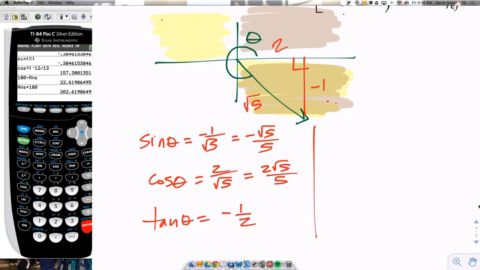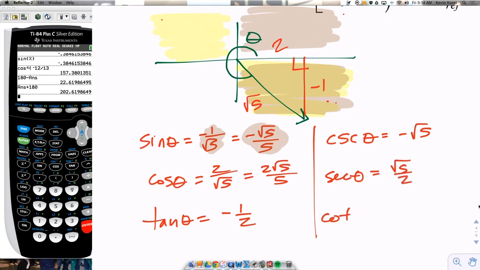And then working on the reciprocals, cosecant of theta. Here's where you don't want to just flip your rationalized answer, -√5 over 5, because then you'll have to re-rationalize. So if you know this answer is right, flip the unrationalized version, and you just get -√5. Or just pull it off of your triangle again: square root of 5 over -1. Secant of theta is going to be the square root of 5 over 2. And cotangent of theta, just for check purposes, is x over y, which is 2 over -1, which is -2. So there they are. There's all 6 of them.